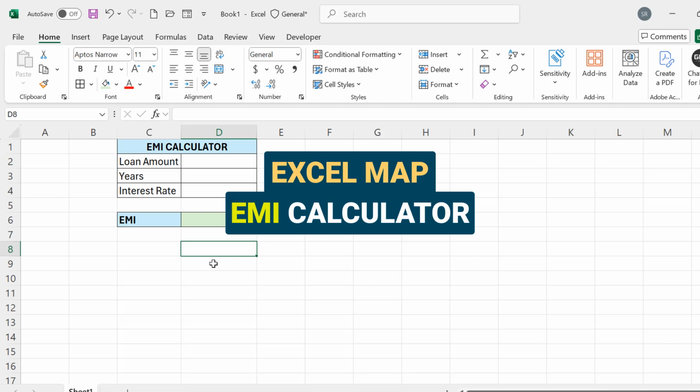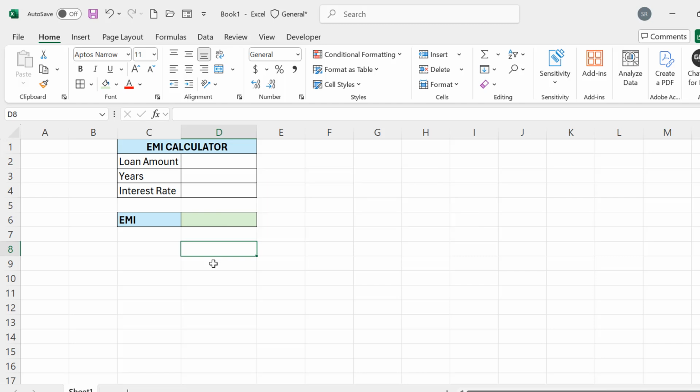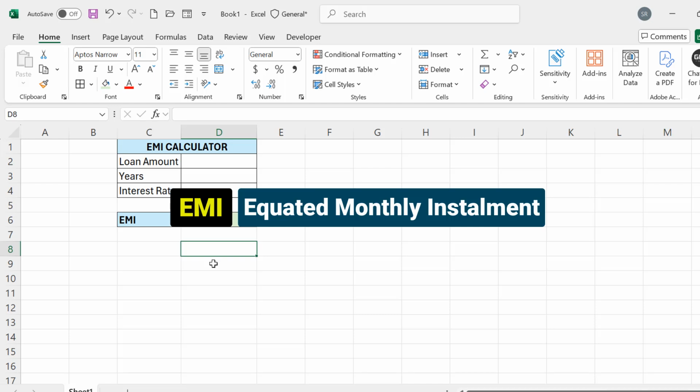Friends, in this video, we'll discuss how to calculate the EMI. That means we'll create the EMI calculator in Excel. Generally, we go for multiple loans like housing loans, personal loans, educational loans, vehicle loans. For every loan, we pay EMI, that is equated monthly installment. Every month, how much we pay for the loan amount, that is called EMI. So EMI full form is equated monthly installment.